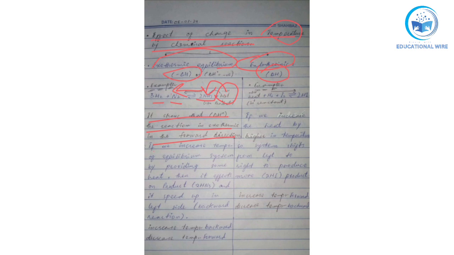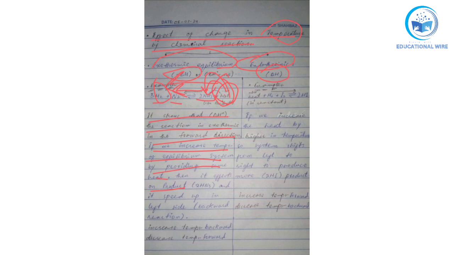Here, if we increase the temperature of the equilibrium system by providing some heat to it, then the heat affects the product, and the equilibrium shifts to the left side. This is the right side, this is the left side. So it shifts to the left side, and this is called the backward reaction.